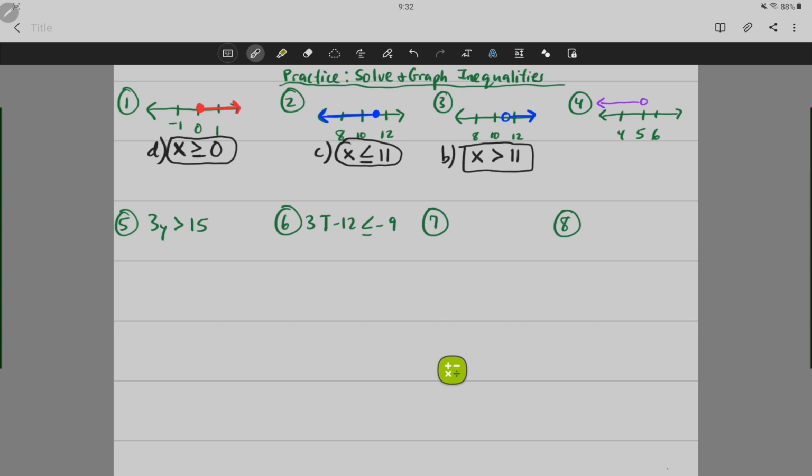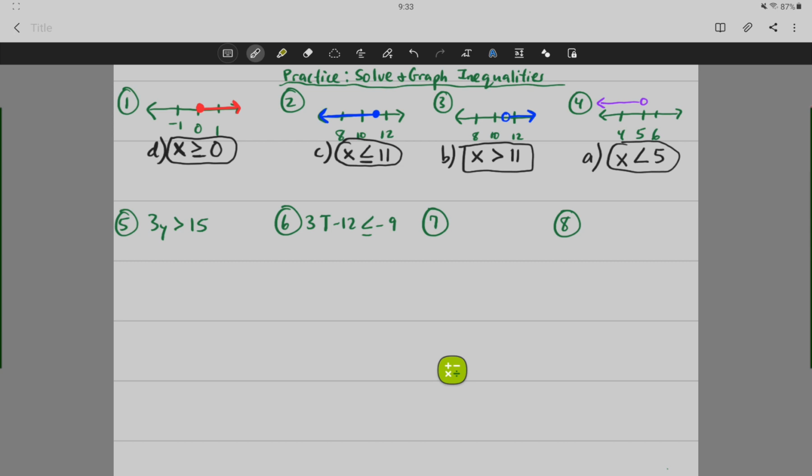Moving to number 4, we have another inequality. This time it's an open circle. It starts on number 5. That's where our circle begins. So x is less than 5. This is choice A. All right, we're halfway through already.